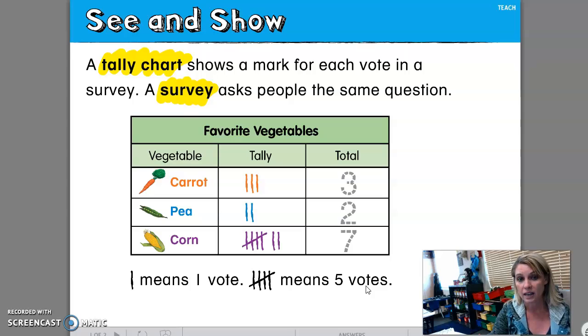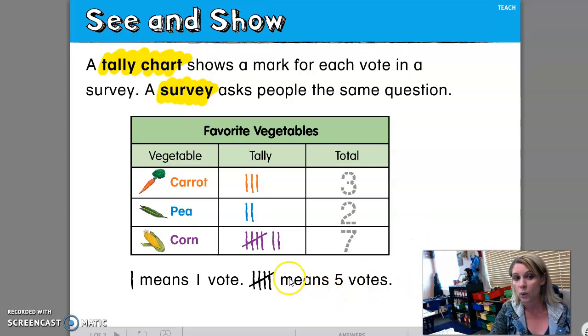So let's say in my class I have 3 people that like carrots. So I do 1, 2, 3 tallies. I have 2 people that like peas. So I do 2 tallies. I have 7 people that like corn. So I do 7 tallies.